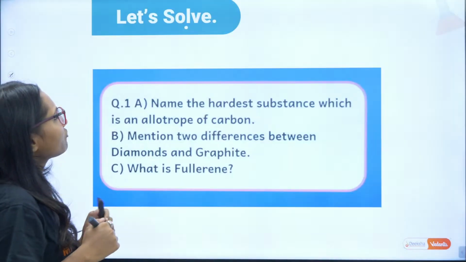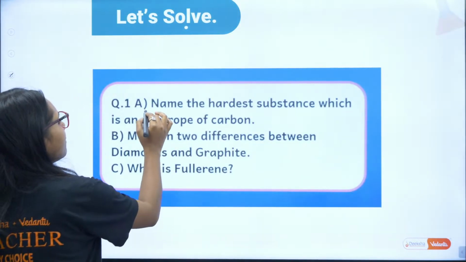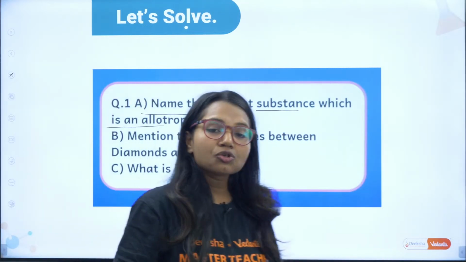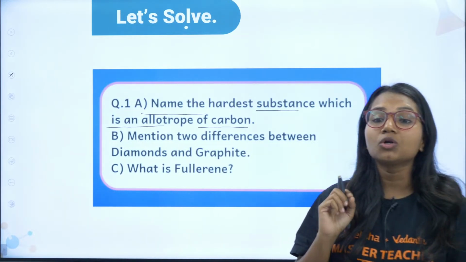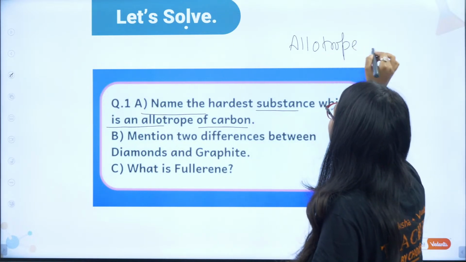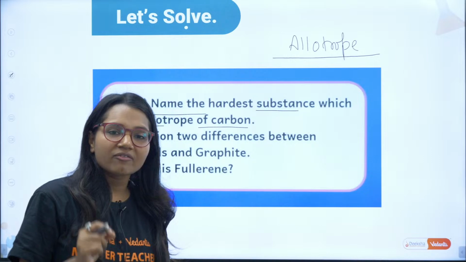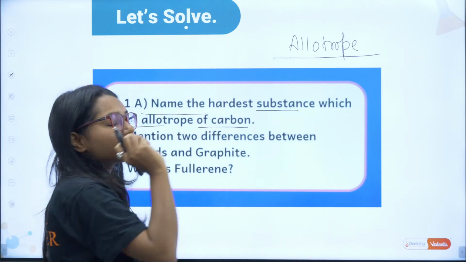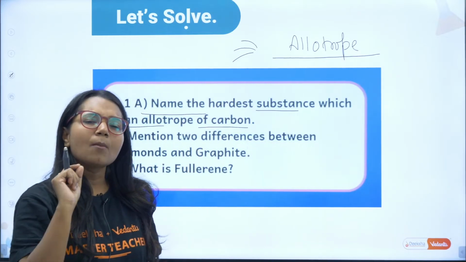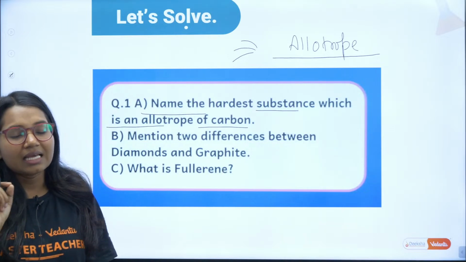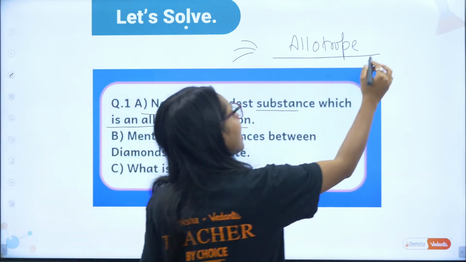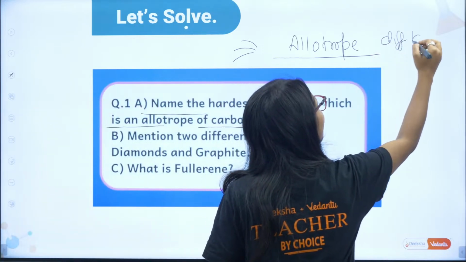So now here is our first question. Name the hardest substance which is an allotrope of carbon. First of all, what do you know about allotropes? Tell me, what is the definition of allotrope? Allotropes are different forms which have one common element, but only one common element, everything else is going to be different. So allotropes have different physical properties.